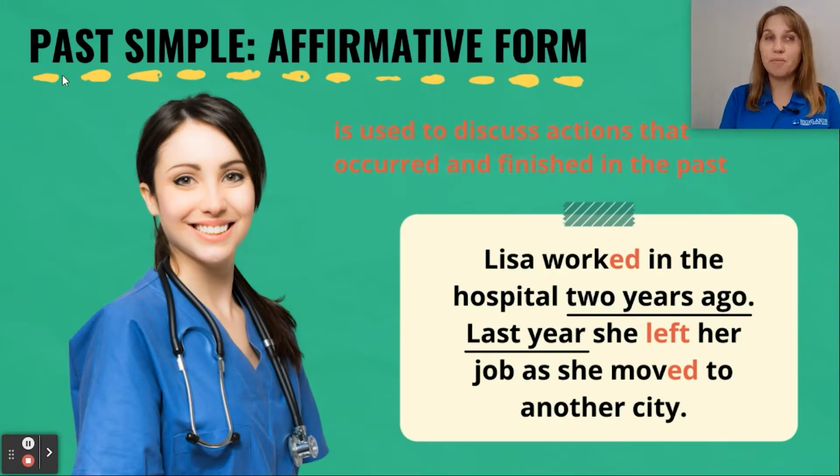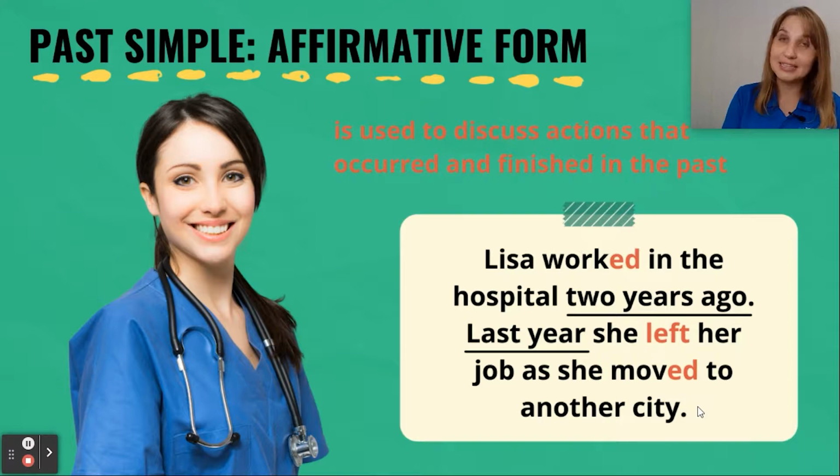The affirmative form of the past simple is used to discuss actions that occurred and finished in the past. And here we have a short story about Lisa. Lisa worked in the hospital 2 years ago. Last year, she left her job as she moved to another city. So the words worked, left, and moved indicate the affirmative form of the past simple tense. And the phrases that are underlined, 2 years ago and last year, actually talk about the tense.